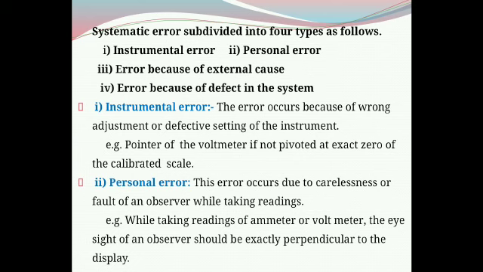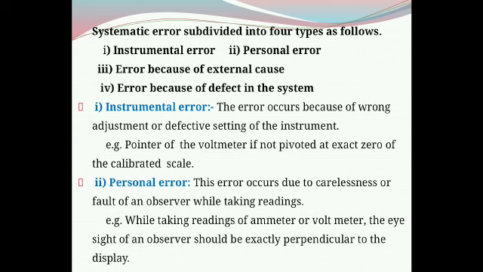Now we see what instrumental error is. The error that occurs because of wrong adjustment or defective setting of the instrument is called instrumental error. An example is the pointer of a voltmeter not pivoted at exact 0 of the calibrated scale, and these types of errors can be minimized by identifying their causes.